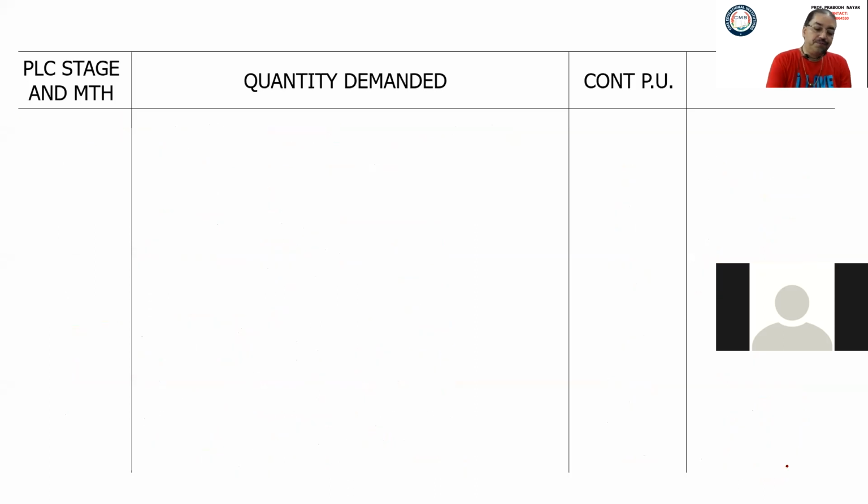14th month. 2000 into 14 minus 50 into 14 square. That is 196. 18,200 units. 320 contribution. 58 lakh 24,000.